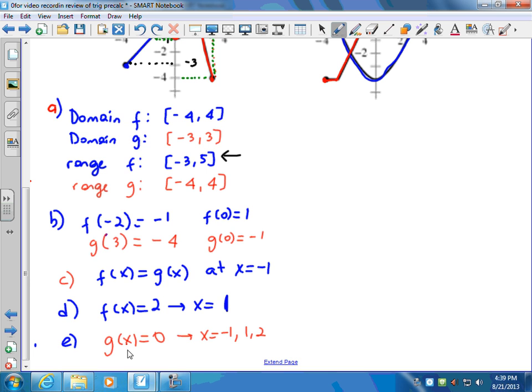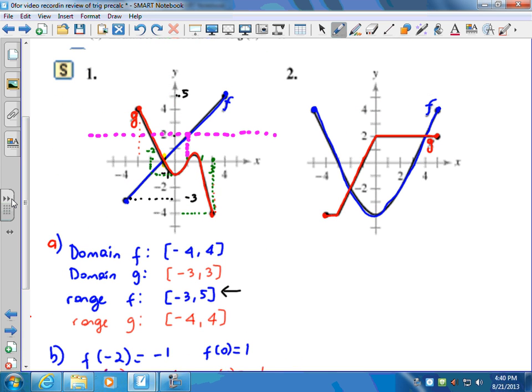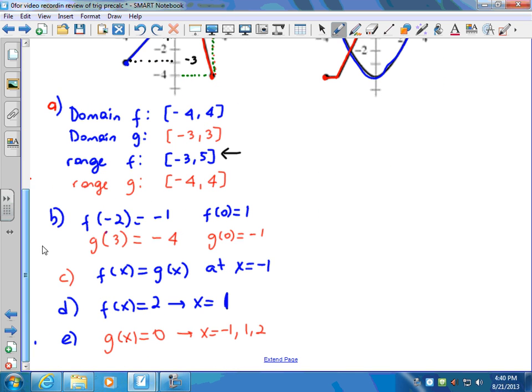And the last one, if g of x is 0, what is x? So g of x was our red curve. So wherever that hits the x-axis, those are going to be the solutions there. So g of x equals 0 at this point, and at this point. So the answers are negative 1, 1, and 2. And you will see the answers listed as negative 1, 1, and 2.